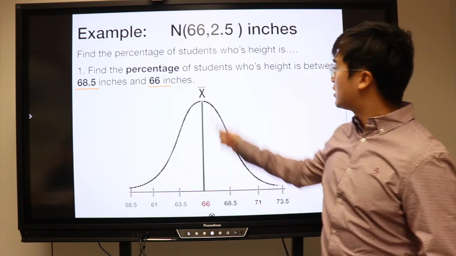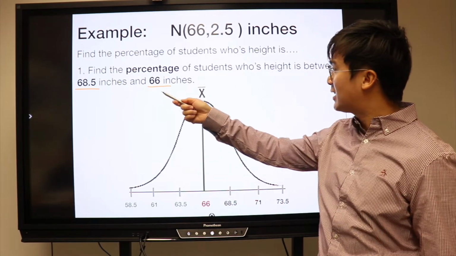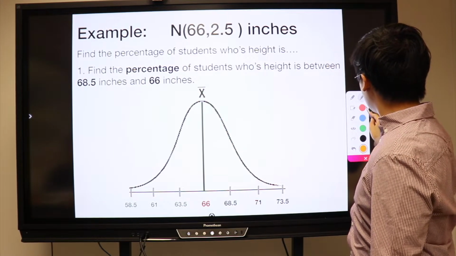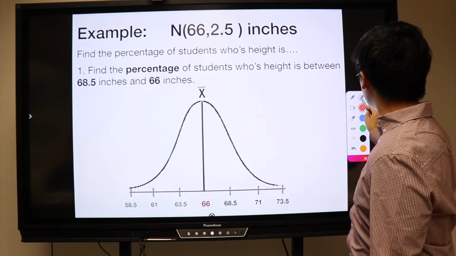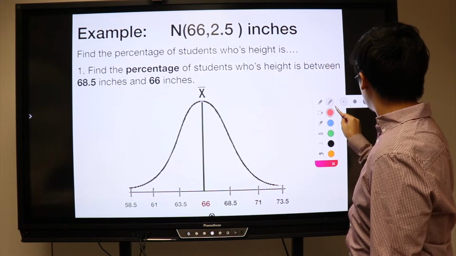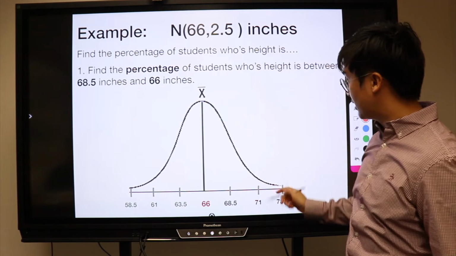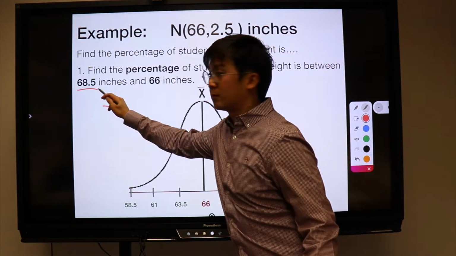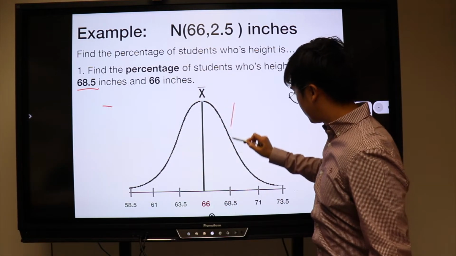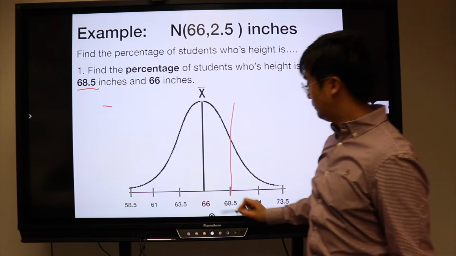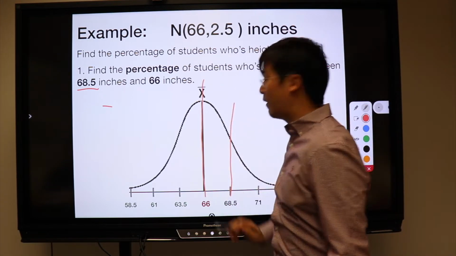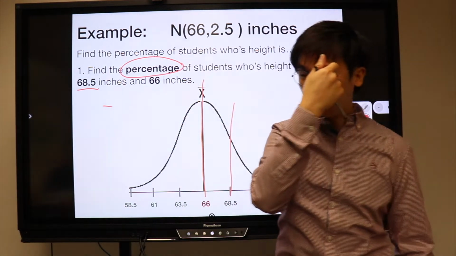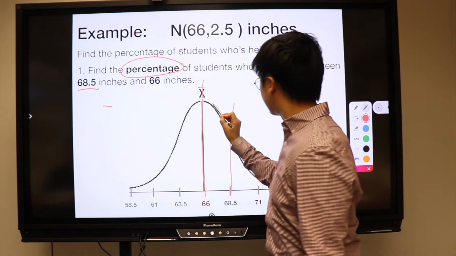What is the percentage of the students whose height is between 68.5 inches and 66 inches? Let's mark that. From 66 up until 68.5, right there. Alright, so here. If we're talking about percentage, that means we're talking about the area, this much, right?